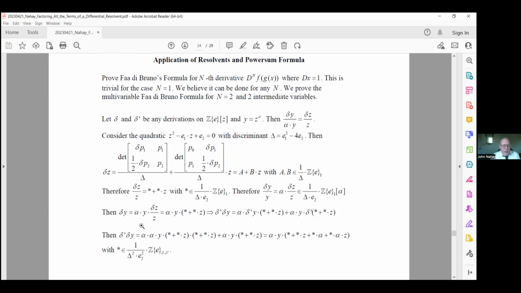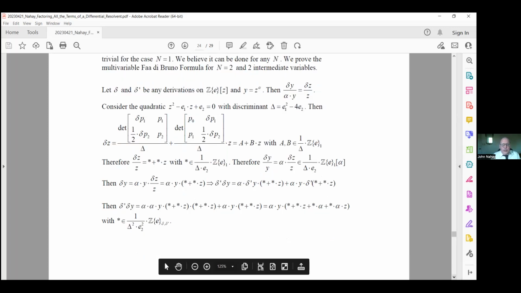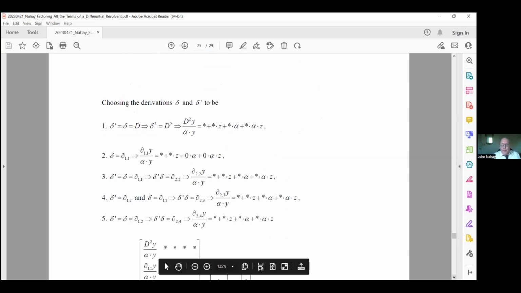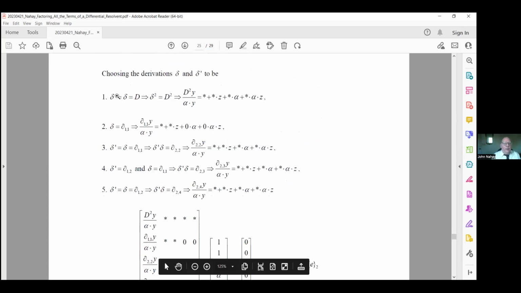And then when you apply a second derivation to that, it could be different or the same. You get del prime del y equals alpha y times a sum of 1, z, alpha and alpha z. So you've got 4 terms involving z and alpha, where the stars again are in this base differential ring. They don't involve alpha or z, and that's the entire point. So if you go through this, let's say alpha prime alpha equals the total derivative.